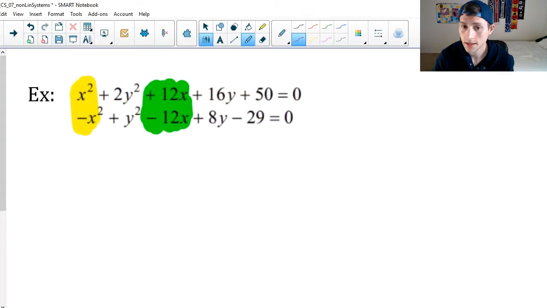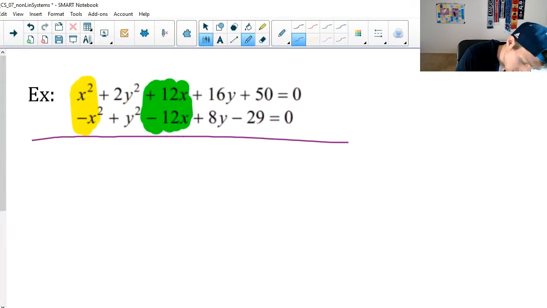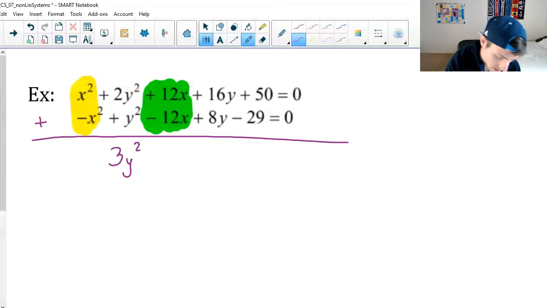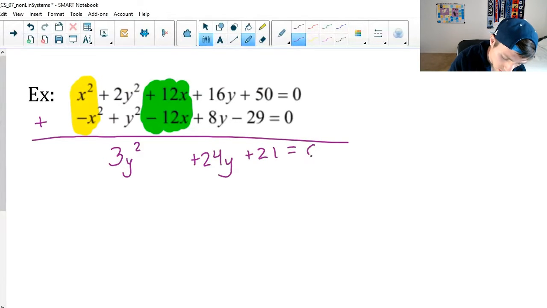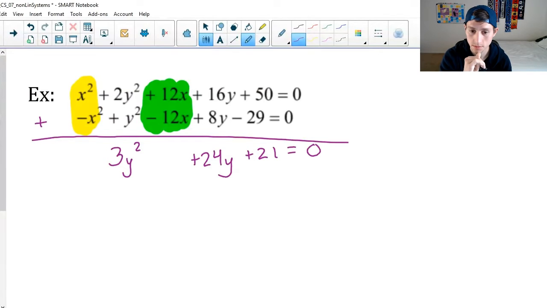So I don't even need to multiply anything. I can just add these together already. We go through column by column. x squared plus negative x squared, 0. 2y squared plus y squared, 3y squared. 12x plus negative 12x, 0. 16y plus 8y, 24y. And then 50 plus negative 29 plus 21 equals 0.